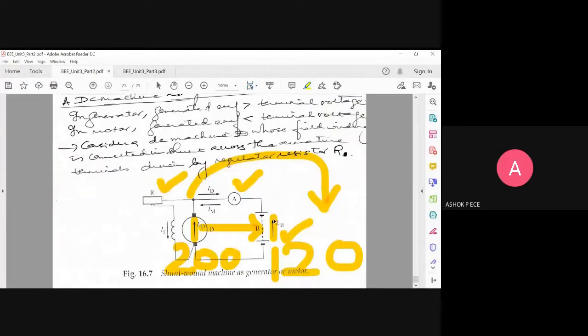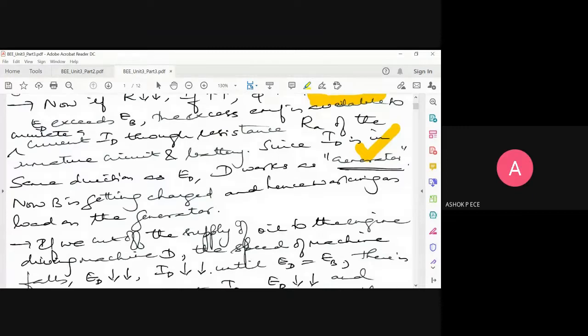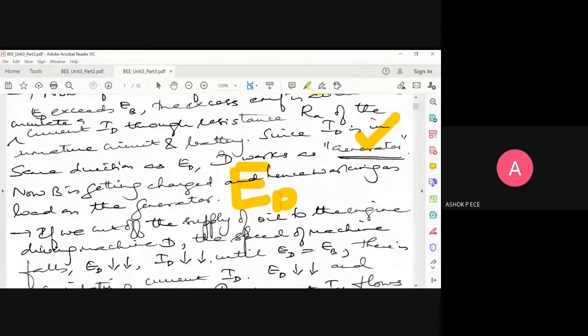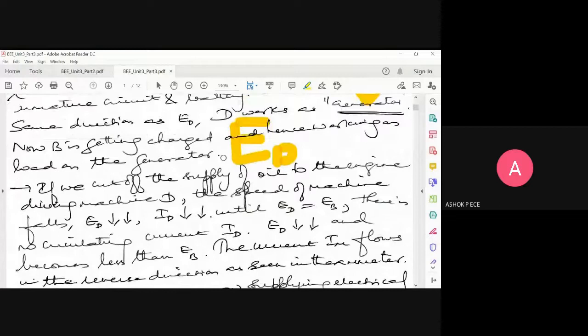Because of this generator action, the battery is getting charged. The battery will slowly try to match your voltage ED. Is this operation clear to everyone?